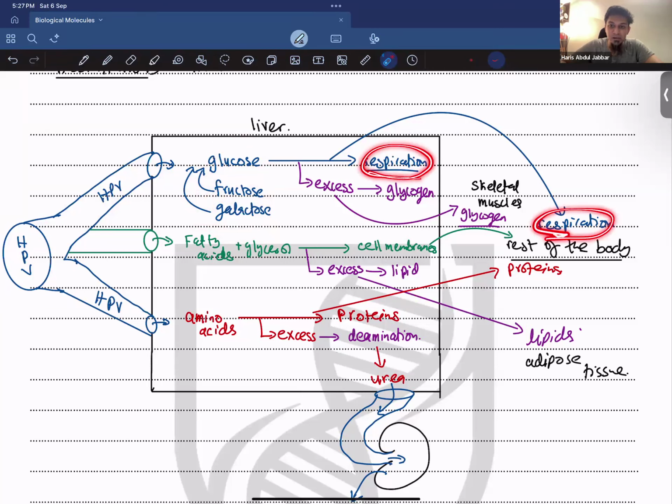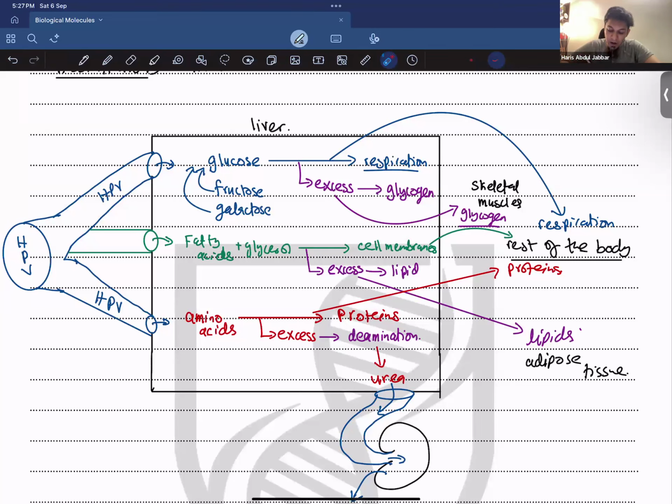If we're going to have any excess glucose, it's going to be converted and stored as what? As glycogen in two places in our body, in the liver and in the skeletal muscles. किधर के skeletal muscles मेरे? ये रहे. And in the skeletal muscles, right? यहाँ तक हमारे पास glucose carbohydrate metabolism complete हो गया.